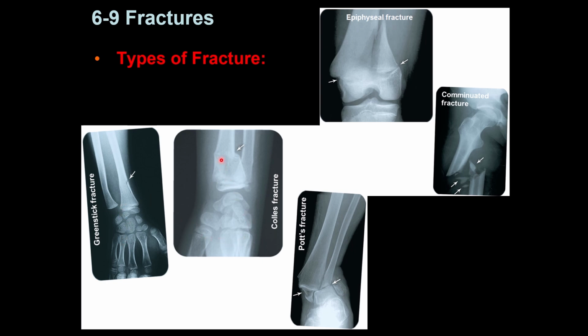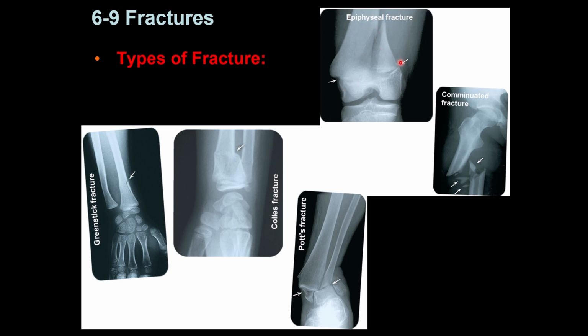Colles fracture is if you fall with an outstretched hand. So this is one of the bones in the forearm. The distal part of that bone, this is called the radius. This is where it fractures.